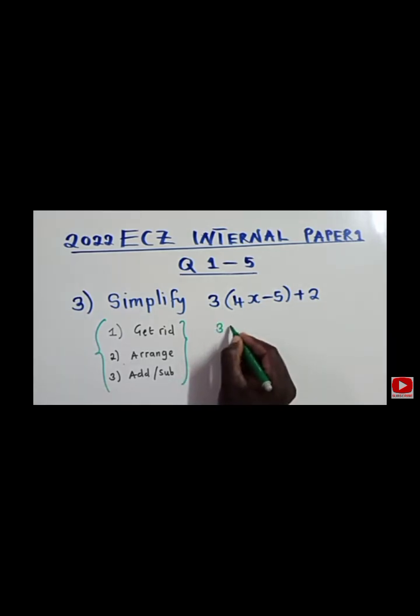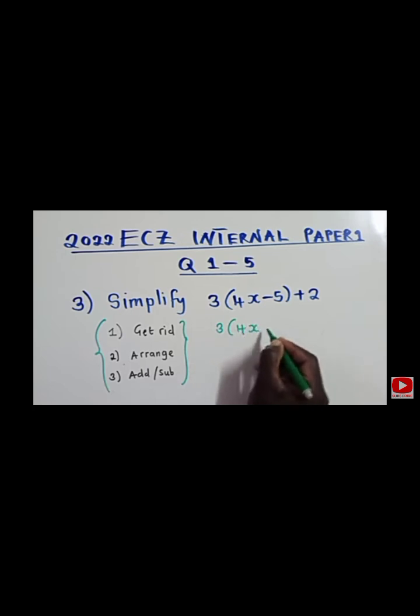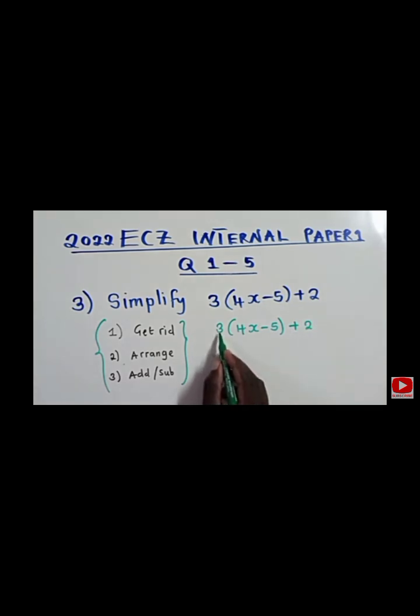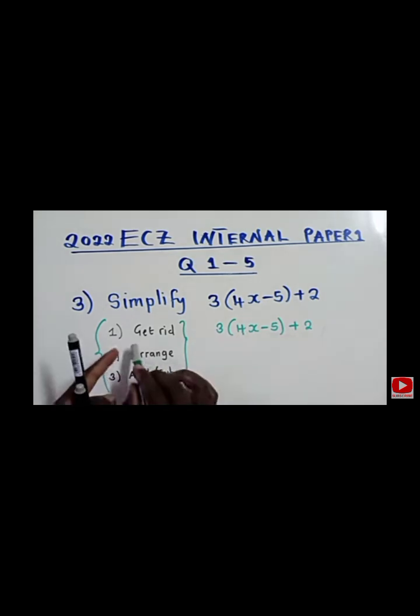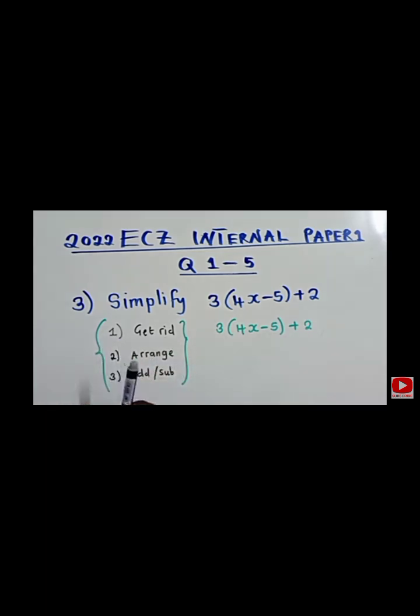So we have 3 open bracket 4x minus 5 plus a 2. So we're going to say 3 times 4x, which is getting rid of the brackets. So step 1, we need to get rid of the brackets. We have to multiply whatever is in front of the brackets here by everything that is inside. So it will be 3 times 4x, that will give us a 12x. 3 times negative 5, it will give us a negative 15 plus a 2. So now number 1 is gone.